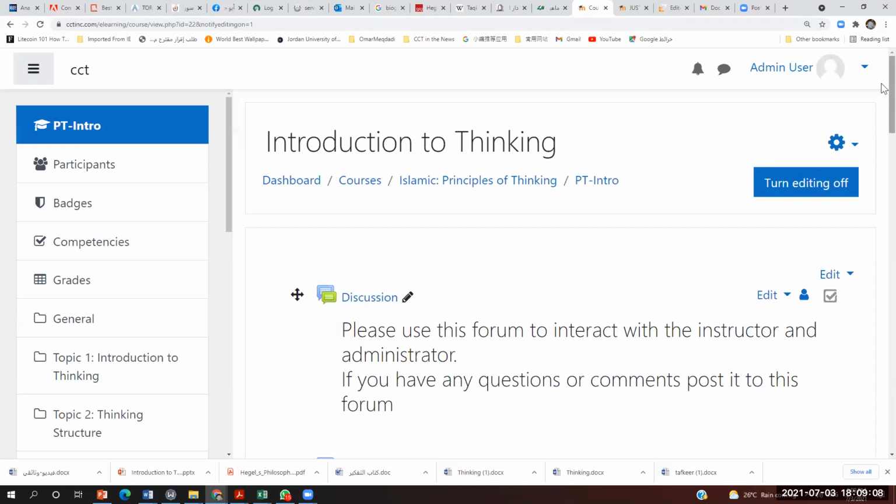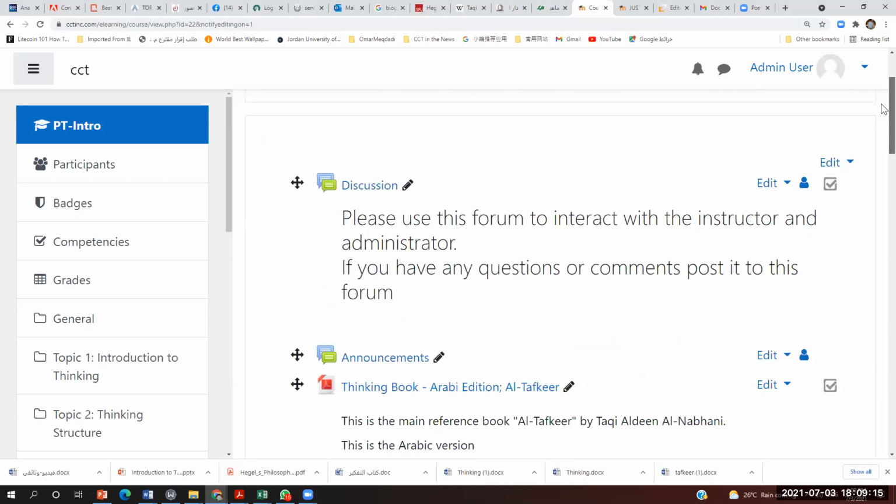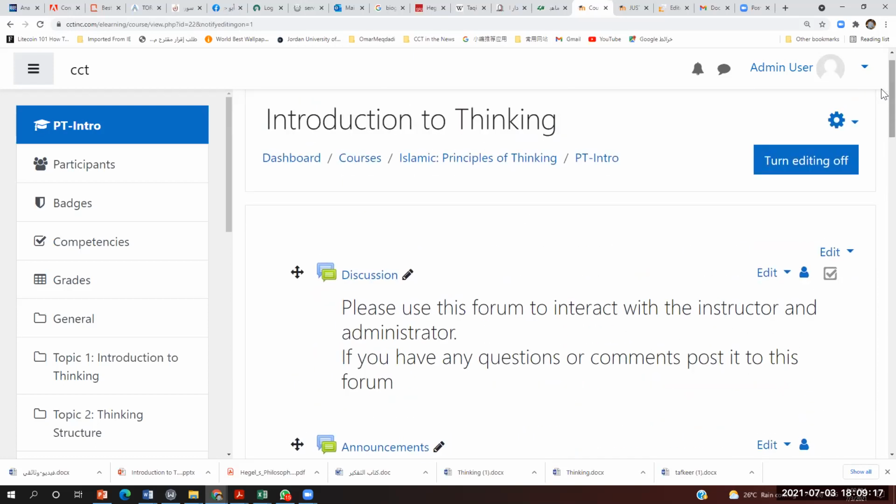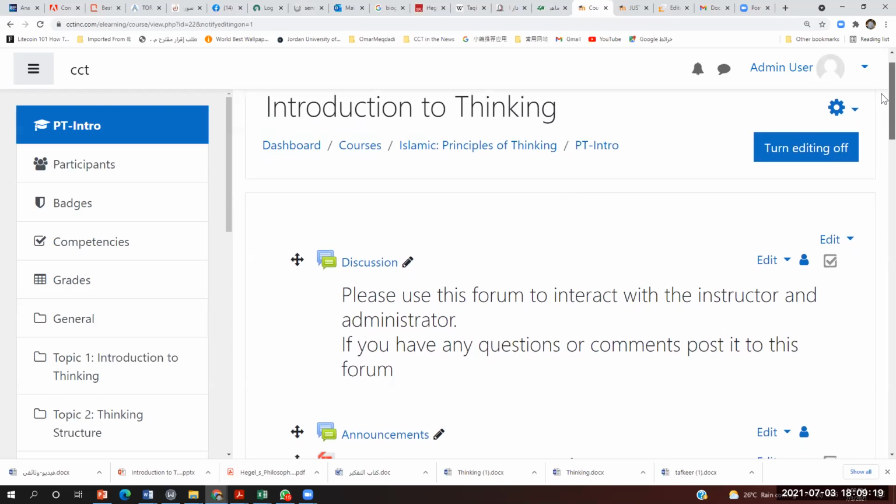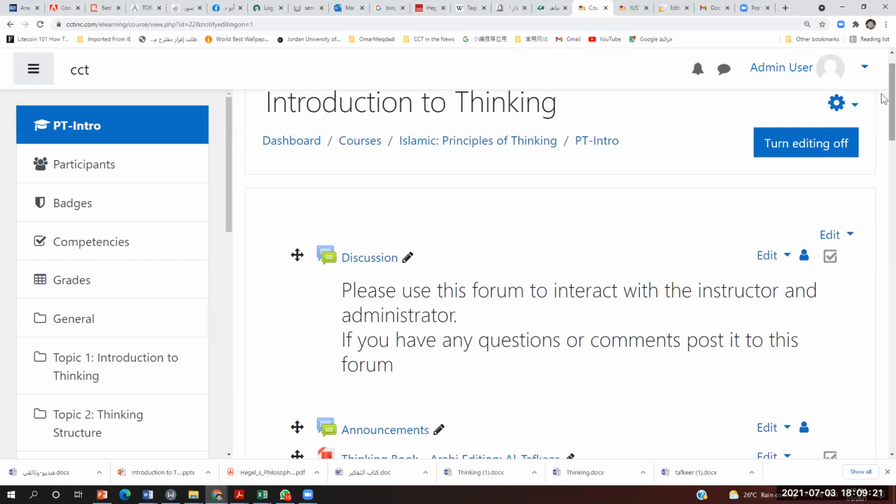Once you are on the platform, by the way, you can edit your profile and change your password if you want to. So that's one way of doing that, and you can make your profile as presentable as possible.